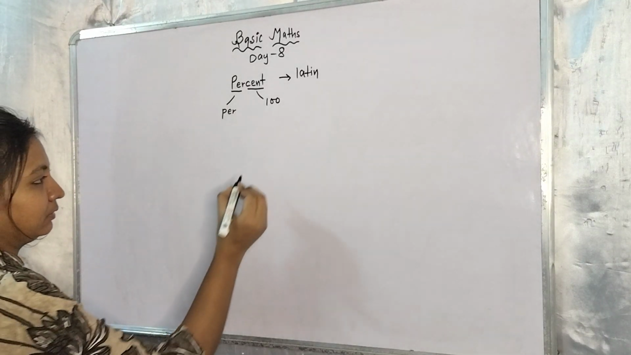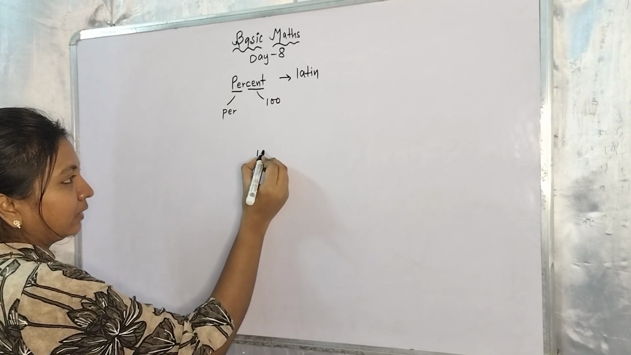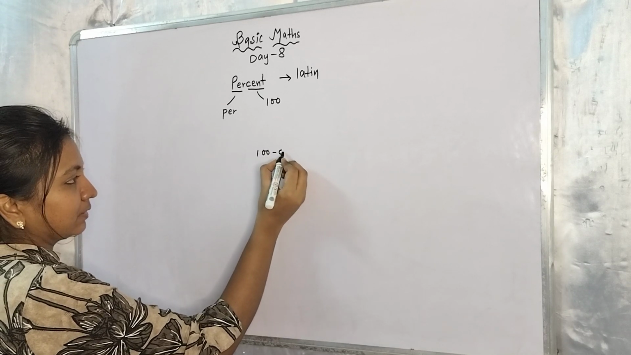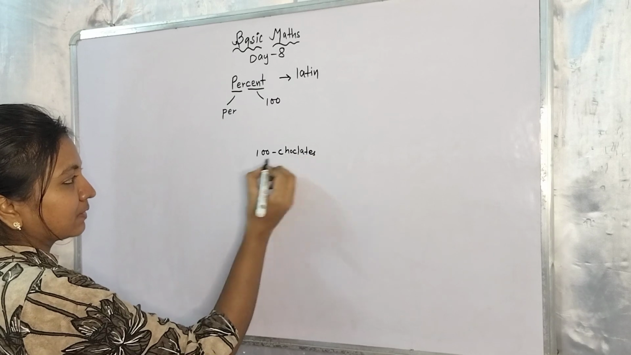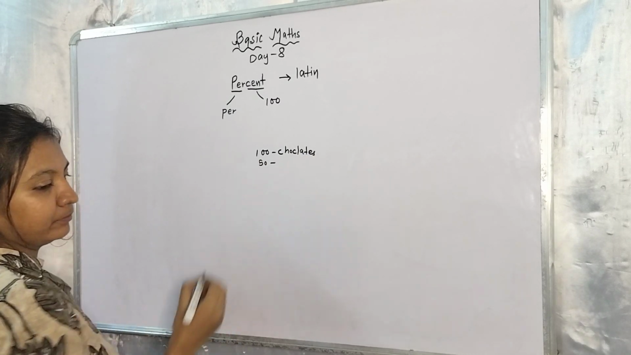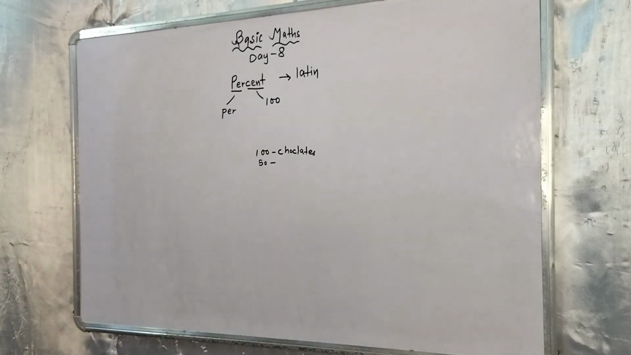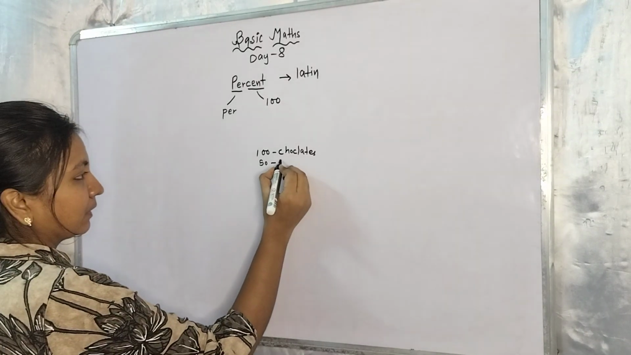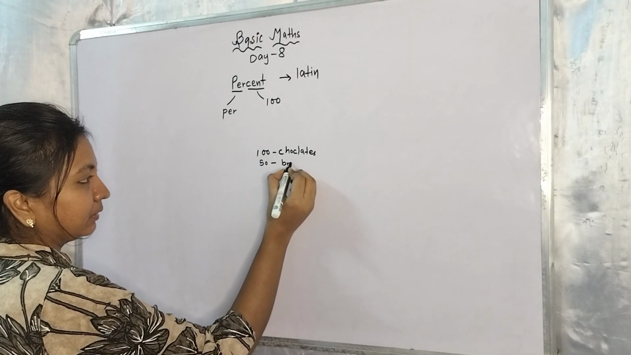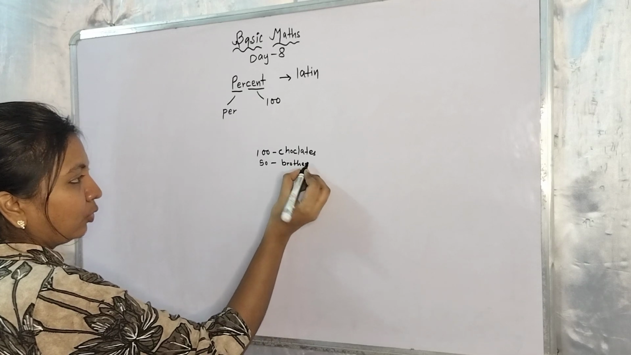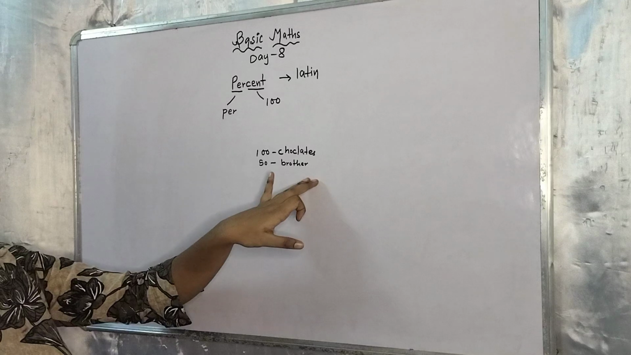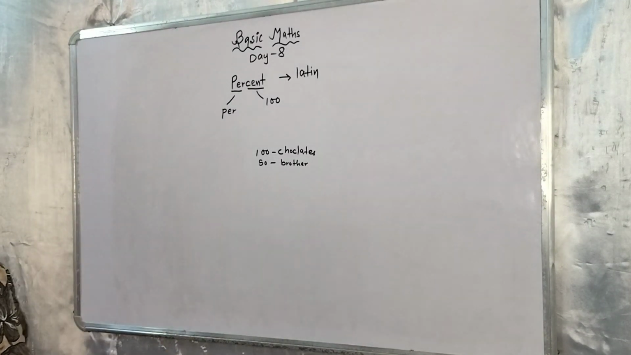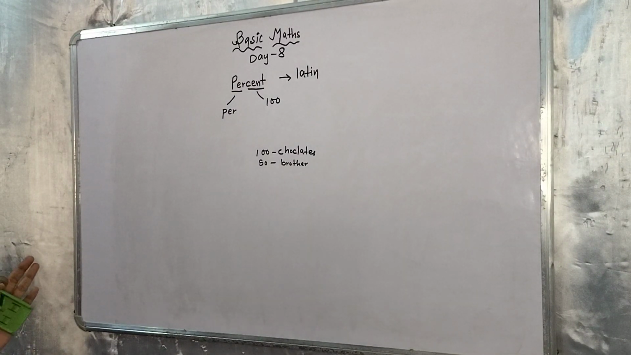For example, you have 100 chocolates, and you gave 50 of them to your brother. Then what percentage did you give? You gave 50 percent to your brother and you are left with 50 percent. Fine. So this is how we do it.